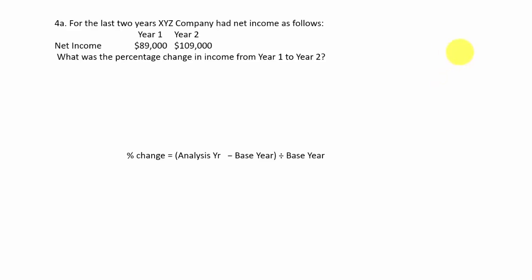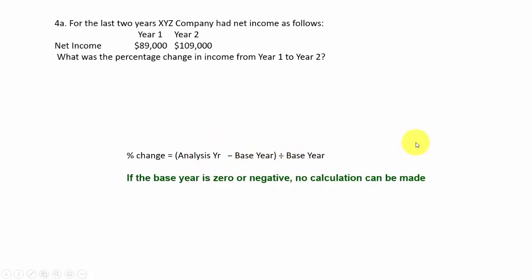Now, we've got a little formula we use, which is the percentage of change is equal to the analysis year, which is year 2, minus the base year, which is year 1, and that difference is going to be divided by the base year, which is year 1. Now, here's a rule that you don't forget. If the base year on any of these calculations where you're trying to find a percentage change is 0 or negative, the calculation can't be made. But it's not 0 or negative.